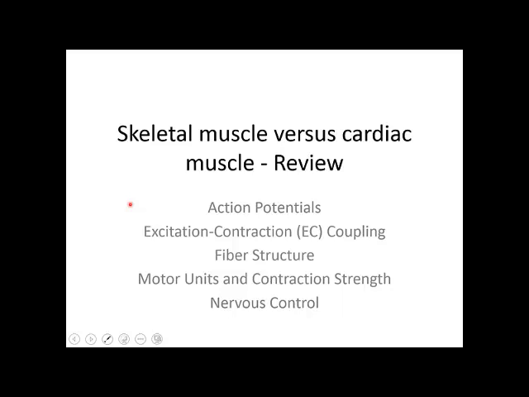This is part 2 of our comparison between skeletal muscle and cardiac muscle structure and function. So far, we've talked about action potentials and excitation contraction coupling. Next, we'll talk about the differences between fiber structure. We'll discuss motor units and how that affects contraction strength, and we'll finish up with talking about the control of muscle contraction, either by nerves or by the automaticity of the cardiac muscle itself.